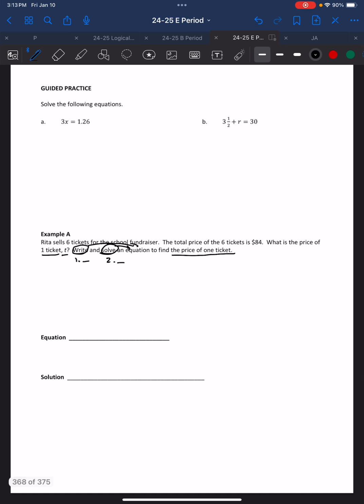Remember, my goal is to find the price of 1 ticket. So I'm going to show that right here. I'm looking for the price. So this is the number of dollars. The number of dollars for 1 ticket, per ticket. I know that each ticket is going to cost the same amount of money. I know that I have some tickets, and all those tickets are going to add up to a certain number of dollars.